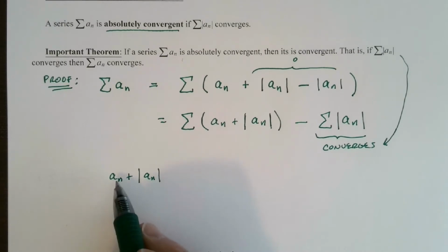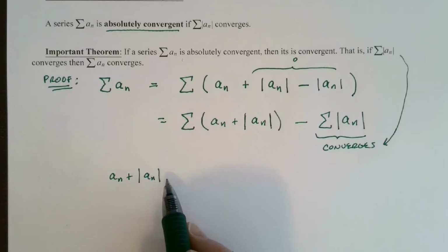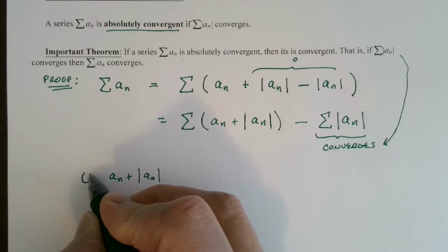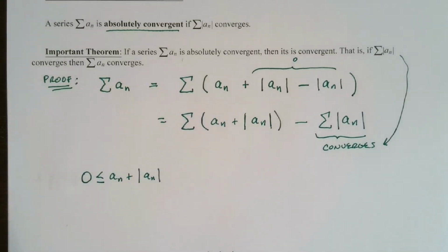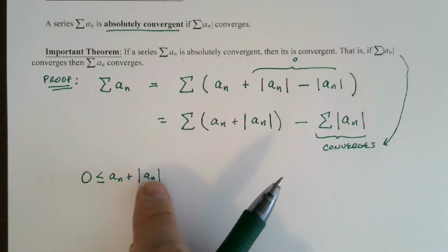What if it's positive 1/3? Well, then the absolute value of 1/3 is still 1/3. 1/3 plus 1/3 is 2/3. So I want you to note that, first of all, this expression is always going to be greater than or equal to 0. It's going to be 0 if the a sub n is a negative number. If the a sub n is a positive number, then both of these values are essentially the same.